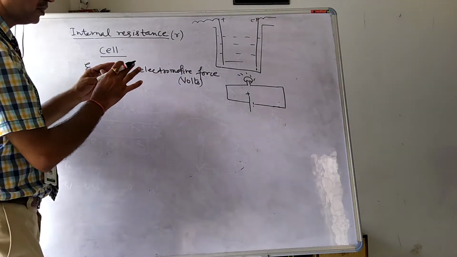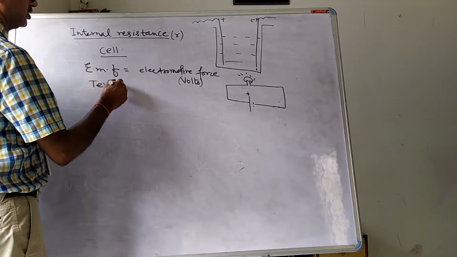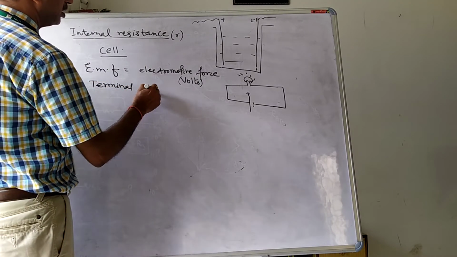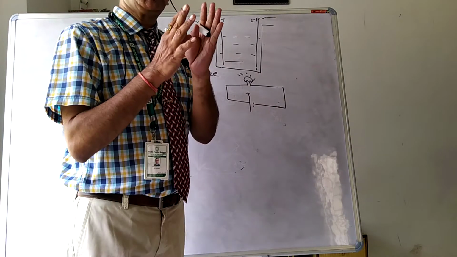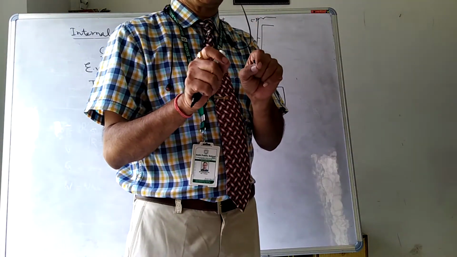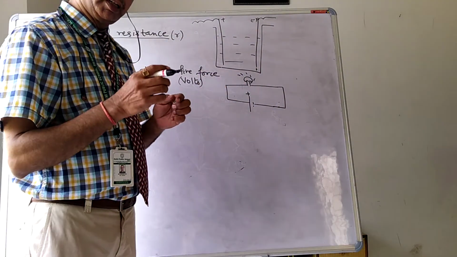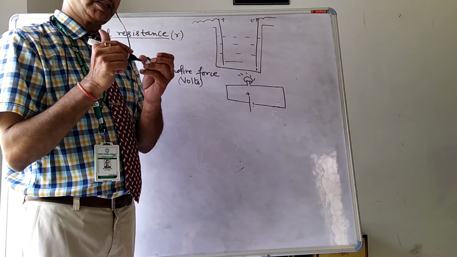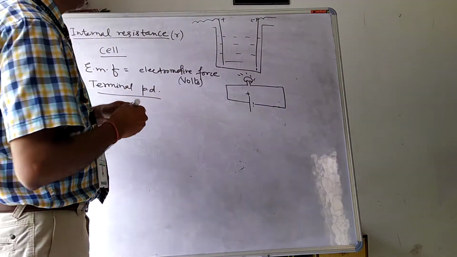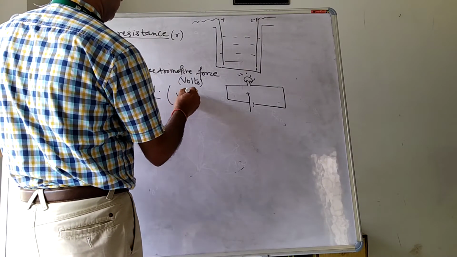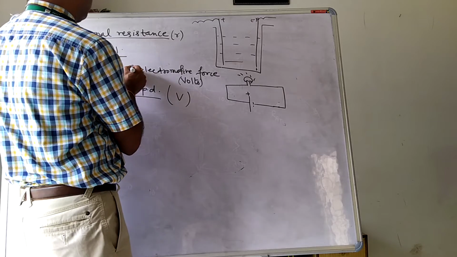Now, there is another term known as terminal potential difference, terminal PD. What is a terminal PD? It is the difference in potential at the two terminals of the cell when current is being drawn from it. So when we are drawing a current from the cell, the potential difference across the cell is called terminal potential difference, and it is denoted by capital V. The E.M.F. of the cell is denoted by capital E.